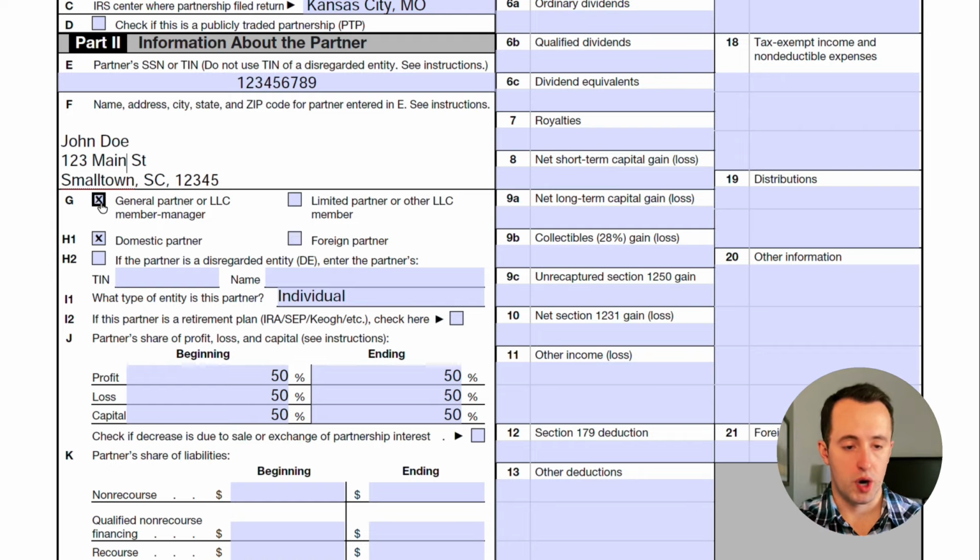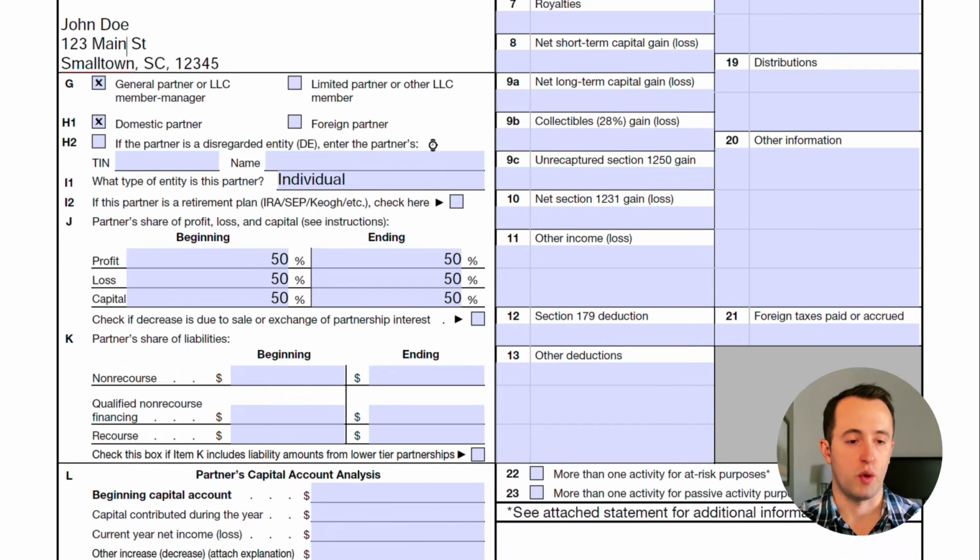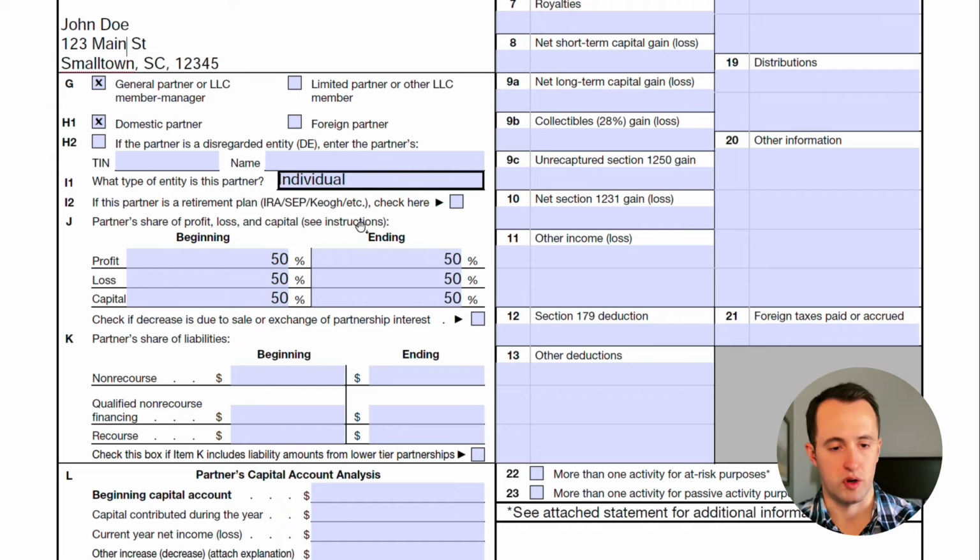They are a general partner or LLC member, as well as a domestic partner. So these two boxes are going to be what the majority of people select. Now, if you do have a limited partner or a foreign partner, you'd select those individual boxes. Now, what type of entity is this partner? It's just going to be an individual, which is applicable for the majority of people here.